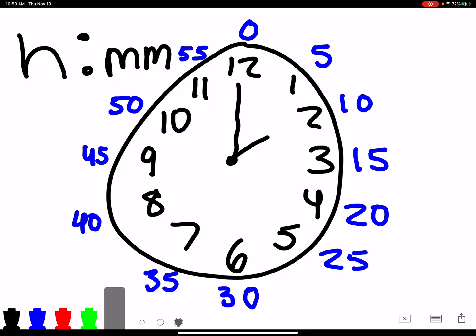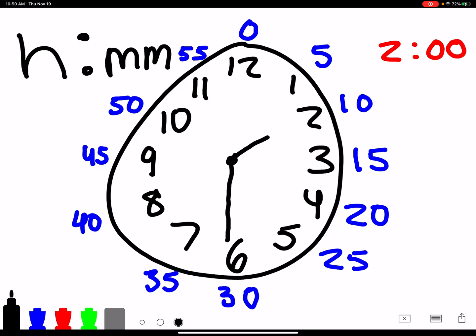So for this example, since the small hand is pointed to the 2, the hour is going to be 2. I'm going to use a different color. And since the big hand is pointed to the 12, the minutes would be 0 because we're starting a new hour. So at 12, it's basically 0. But for example, what if I move my hand down here? The small hand is still pointed to the 2, so it'll be 2 o'clock.